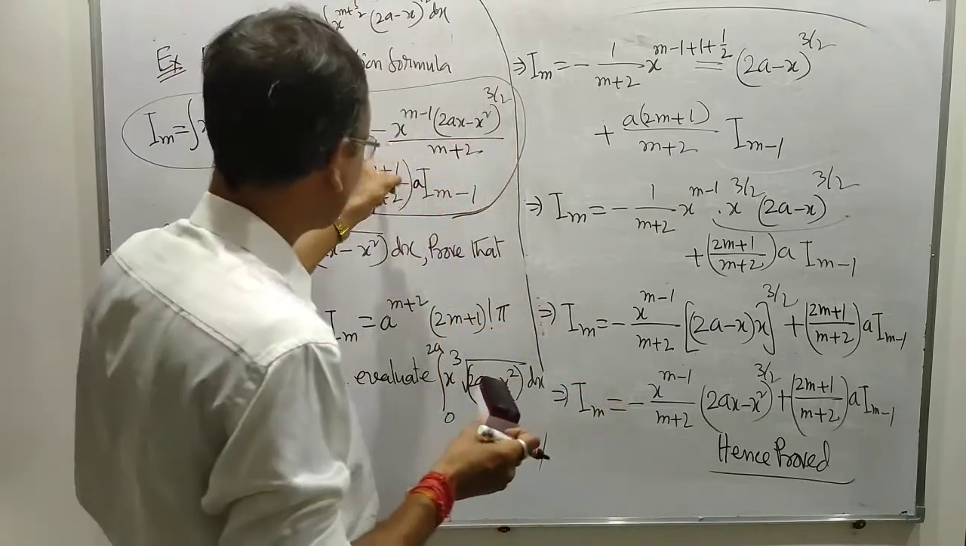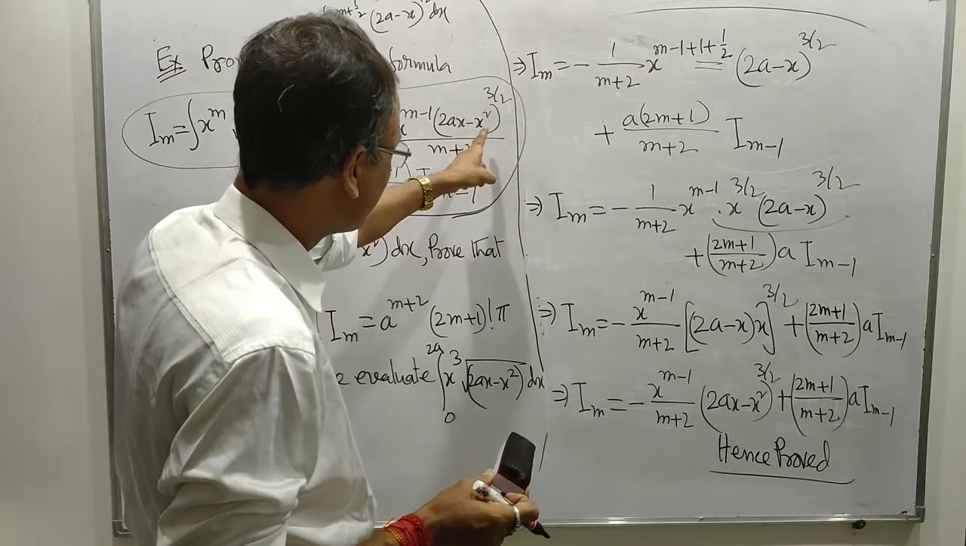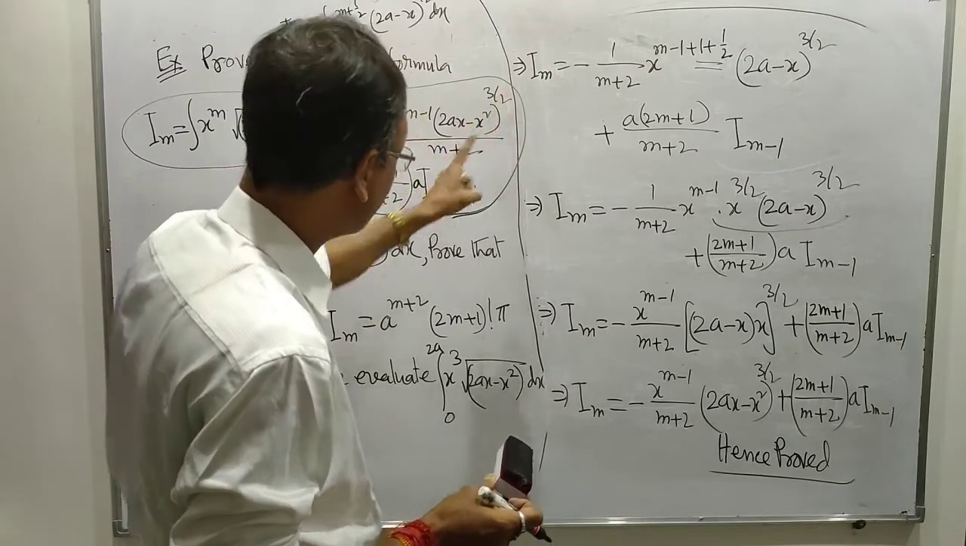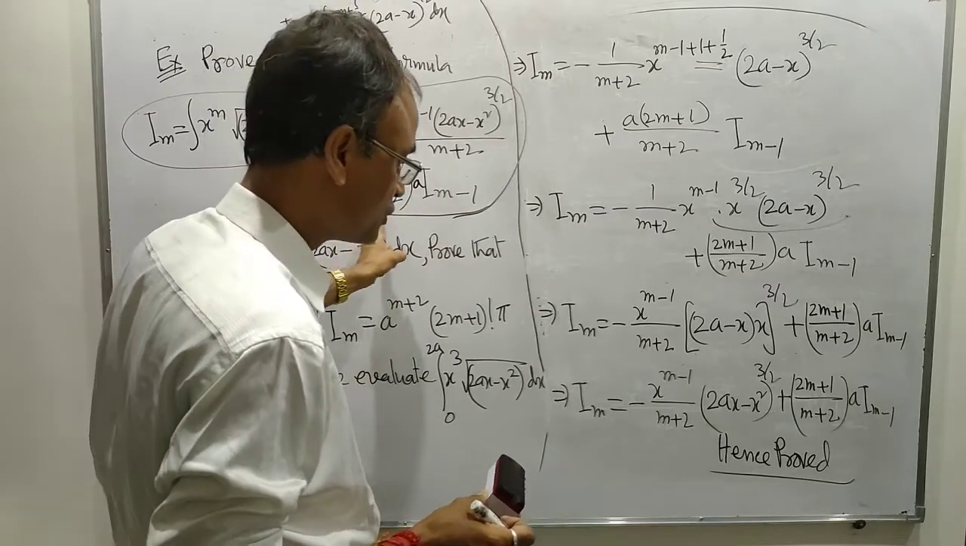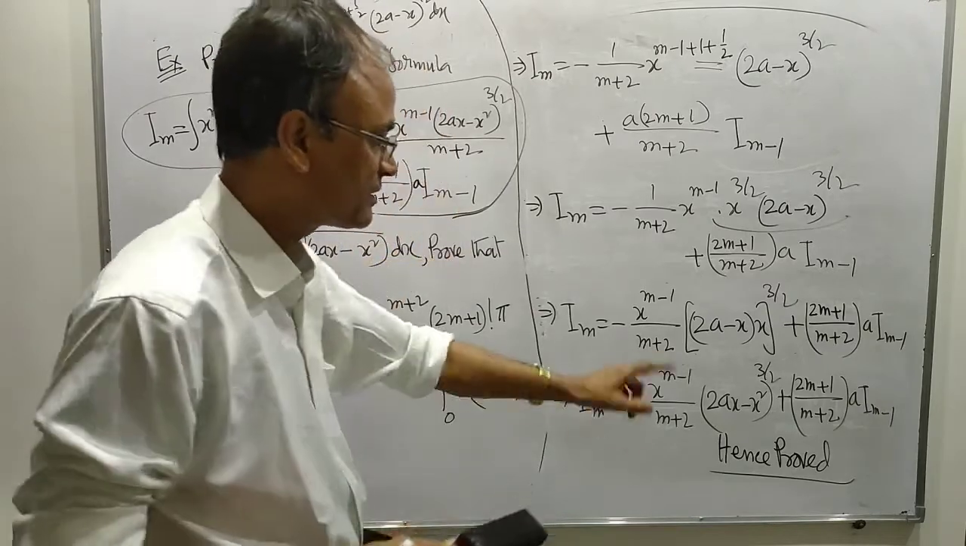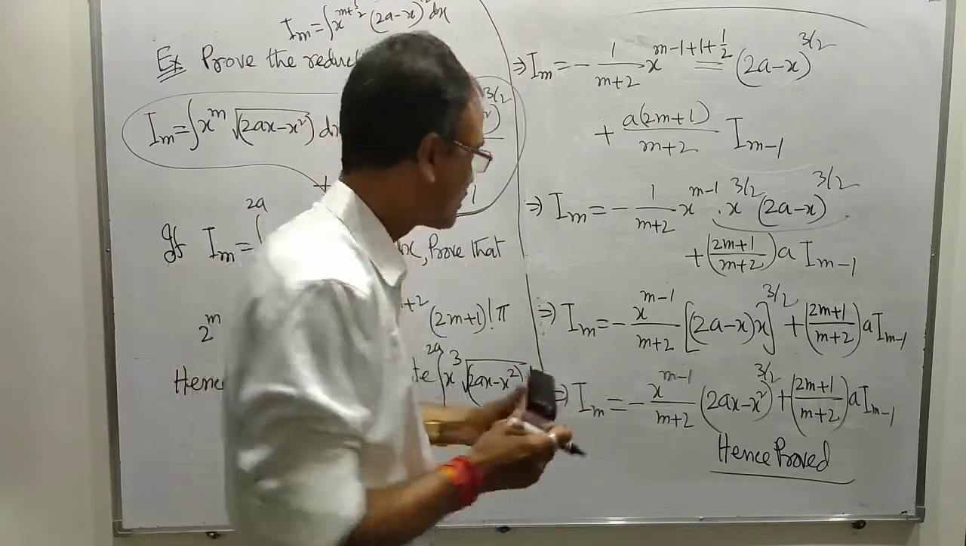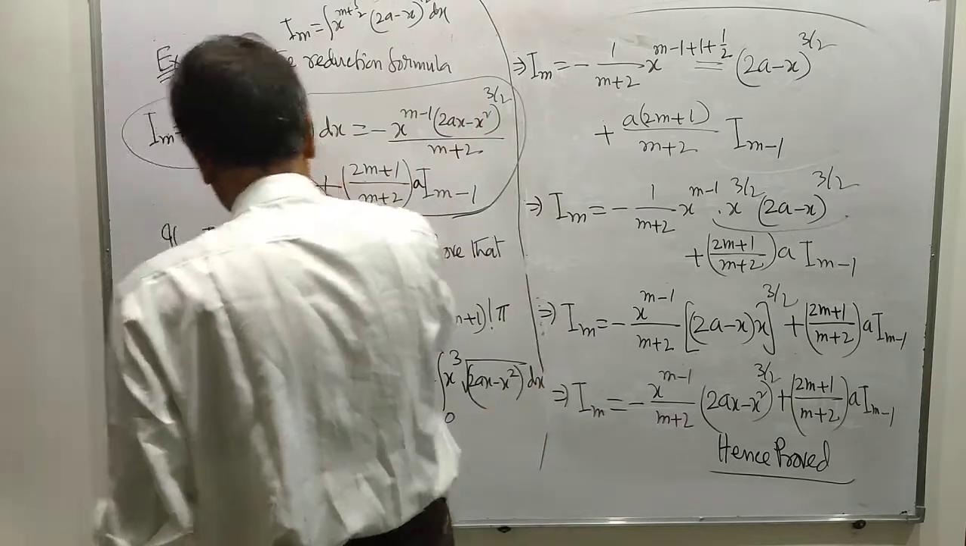Hence proved. Minus x to the power m minus 1 times (2ax minus x squared) to the power 3 by 2, divided by m plus 2, should be there. Plus 2(m plus 1) by (m plus 2), a into I m minus 1. The first part has been proved.